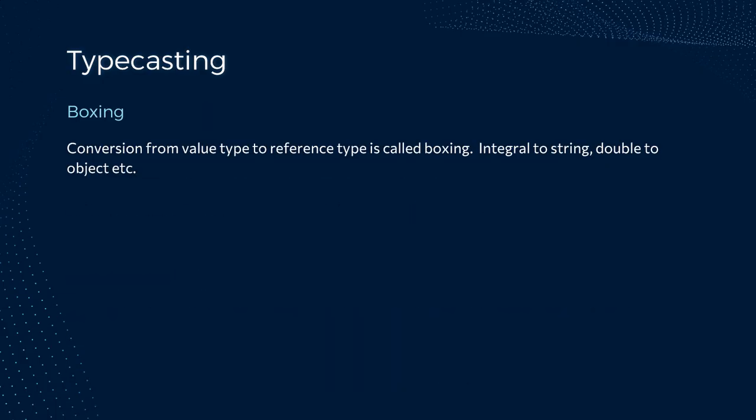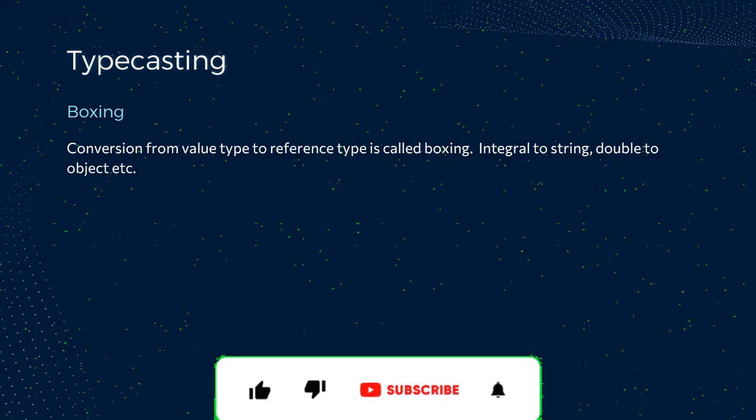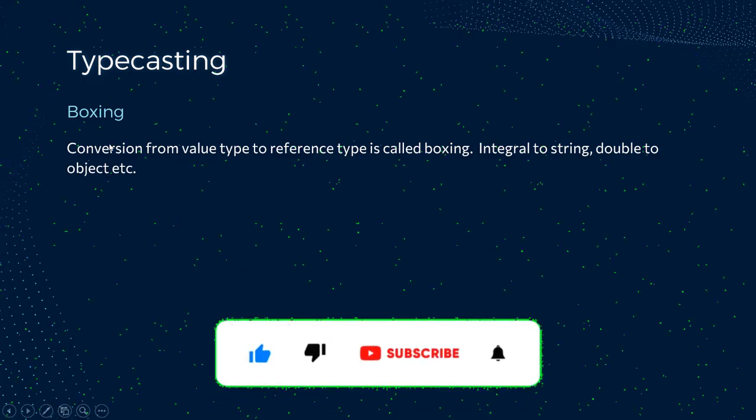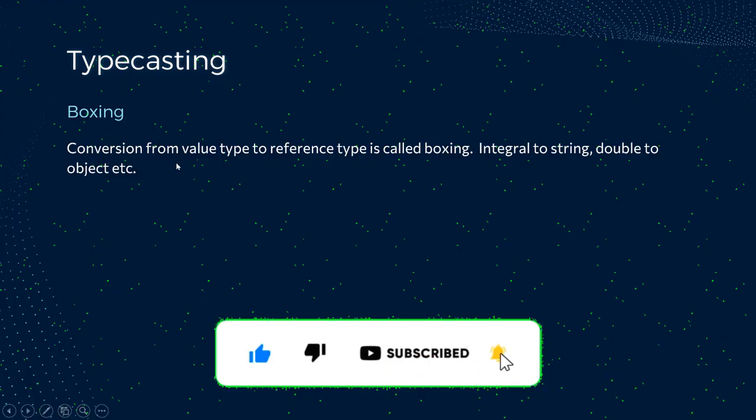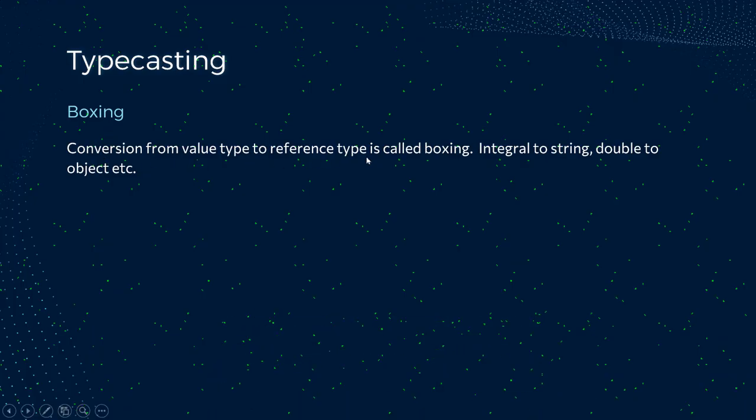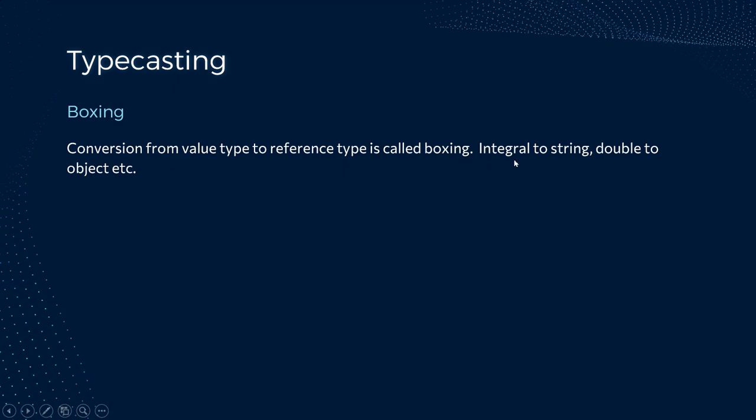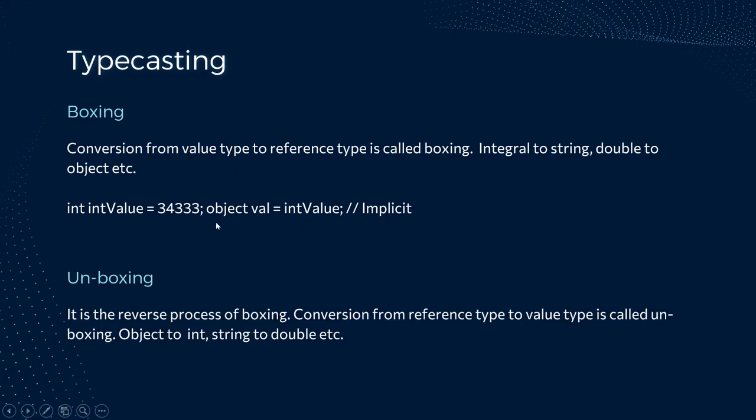Now let's move to the another typecasting, and that is called boxing and unboxing. So what exactly boxing is? So boxing means conversion from value type to reference type is called boxing. So integral to string, or it could be double to object, etc. Now here you can see the example. I have taken one integer value 3433 and I want to convert it into object value. So object value is equal to int value. So this is implicit, but this is called boxing because we are converting value type to reference type.